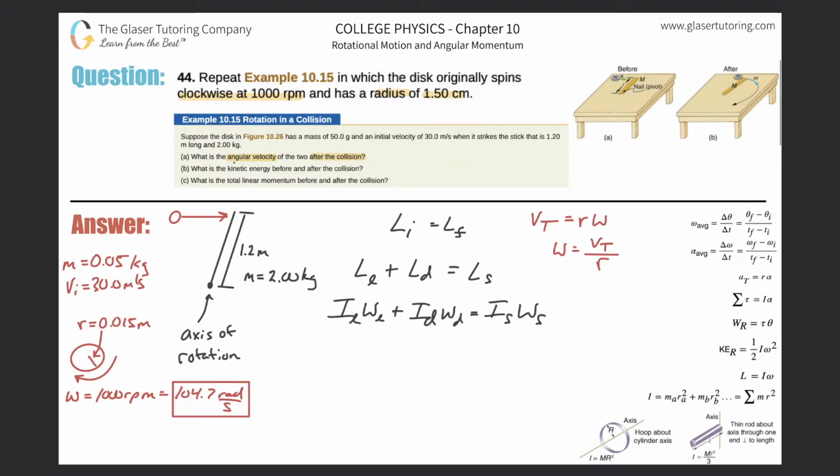Now it asks what the angular velocity after the collision is. I'm after this. Solving for that, the angular velocity of the system is just I_L omega_L plus I_D omega_D, all divided by I_S.